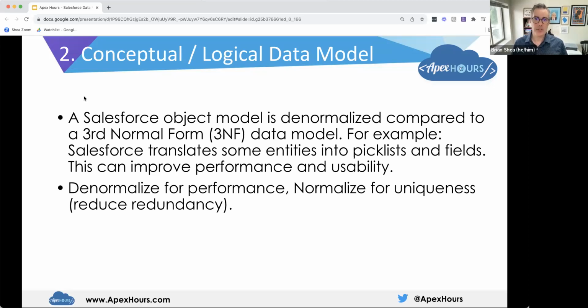An example of this, a practical example of when Salesforce may denormalize, is if we look at a classic conceptual data model or entity relationship diagram. Salesforce may translate what we would consider an entity in an entity relationship diagram into a pick list or a field. And again, this can greatly improve performance and usability, denormalizing in that way. And as we get through this example, we'll see some examples of how this denormalization and normalization happen.